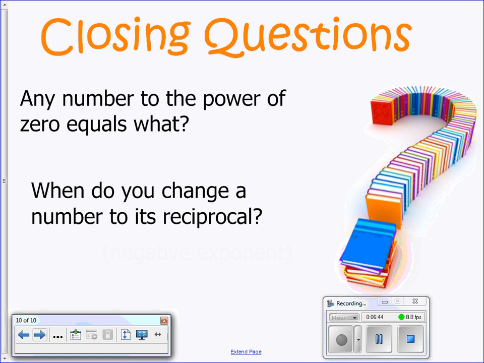So any number to the power of 0 equals 1. When do you change a number to its reciprocal? When there's a negative exponent.